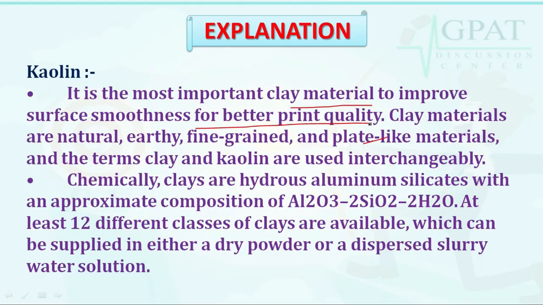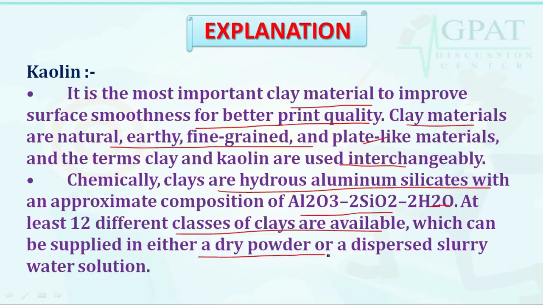And clay materials are natural earthy, fine grained and plate like materials, and the terms clay and kaolin are used interchangeably. Chemically, clays are hydrous aluminium silicates with an approximate composition of Al2O3, 2SiO2, 2H2O. At least 12 different classes of clays are available, which can be supplied in either a dry powder or in a dispersed slurry water solution.